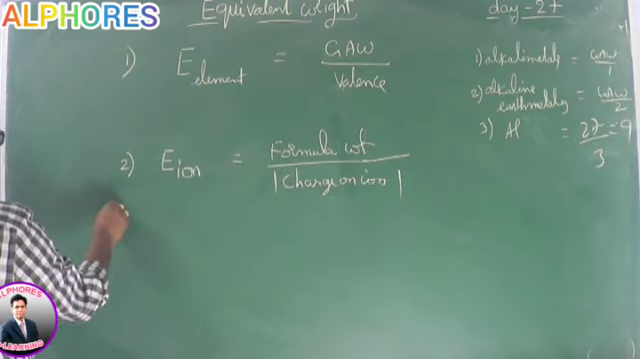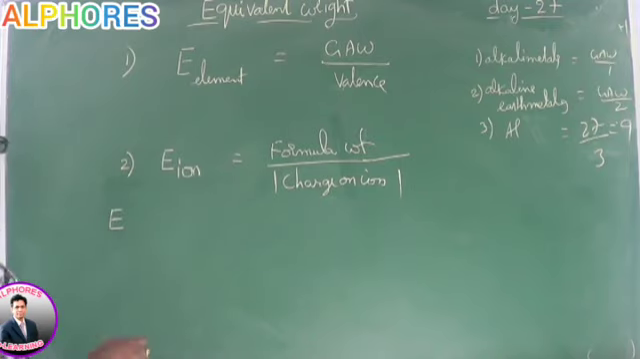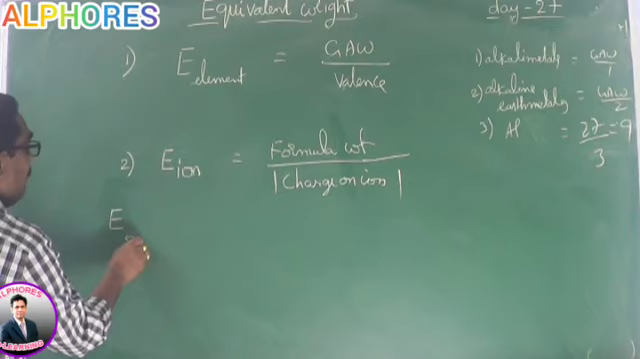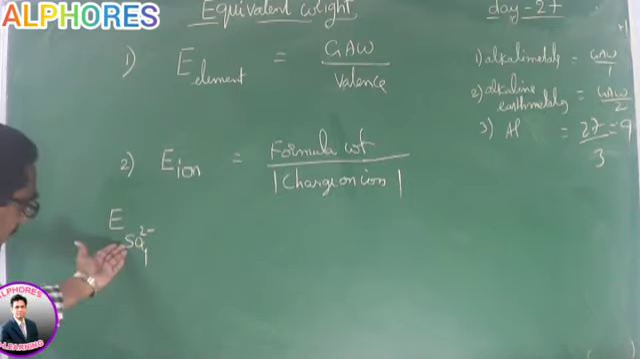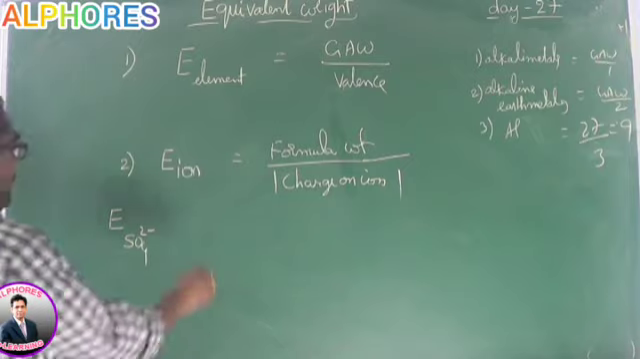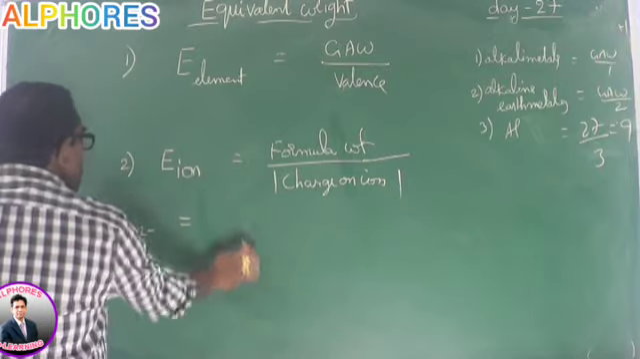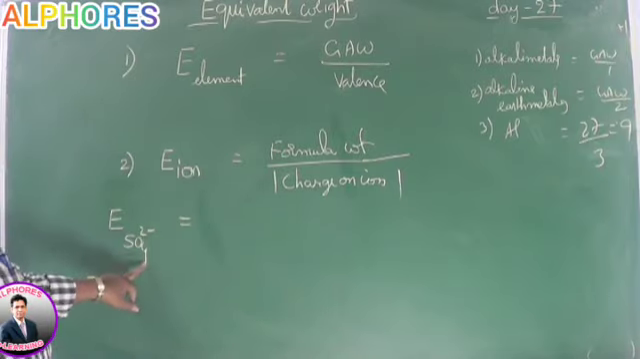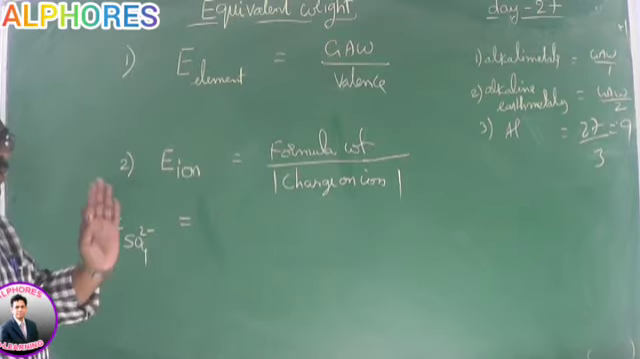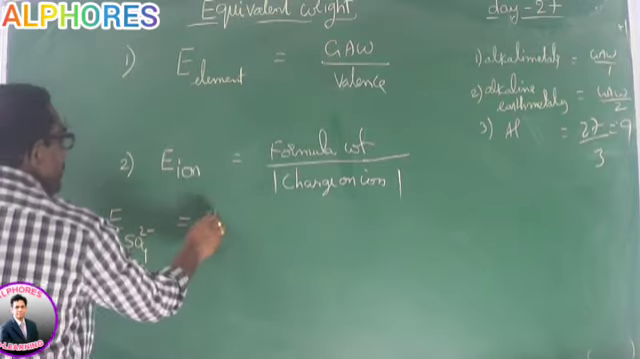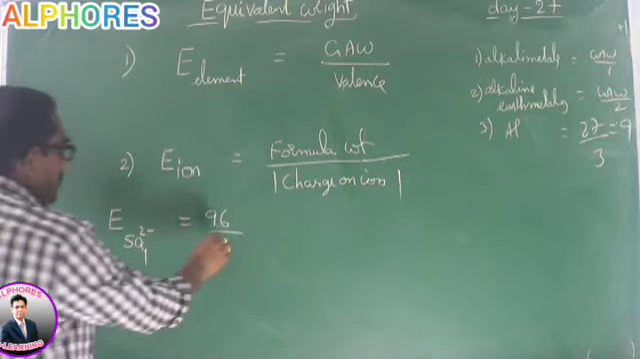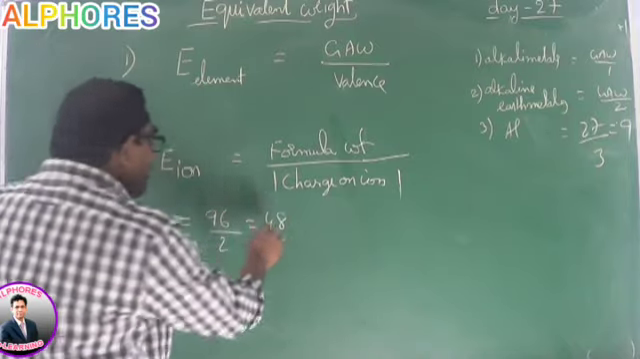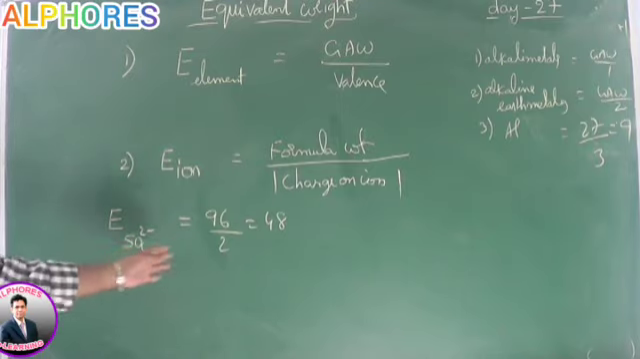Equivalent weight of sulfate ion, SO4 2 minus. Let me do the formula mass first of all. 1 sulfur 32, 4 oxygen 64, plus 32, 96. The magnitude of the charge on the ion is 2. 96 by 2 is 48, that is the equivalent mass of sulfate.